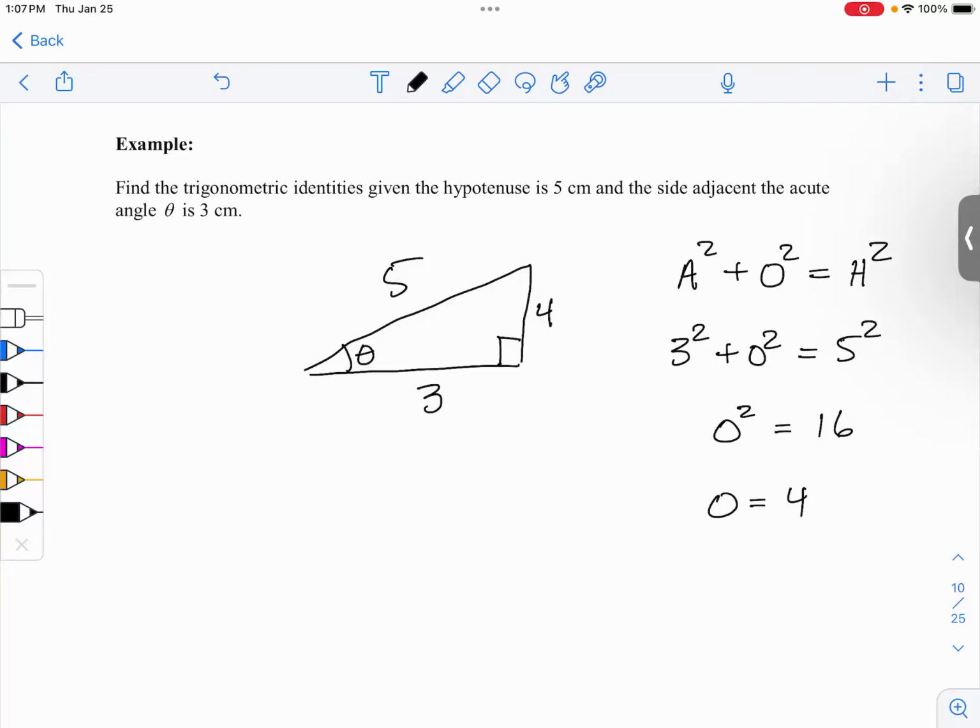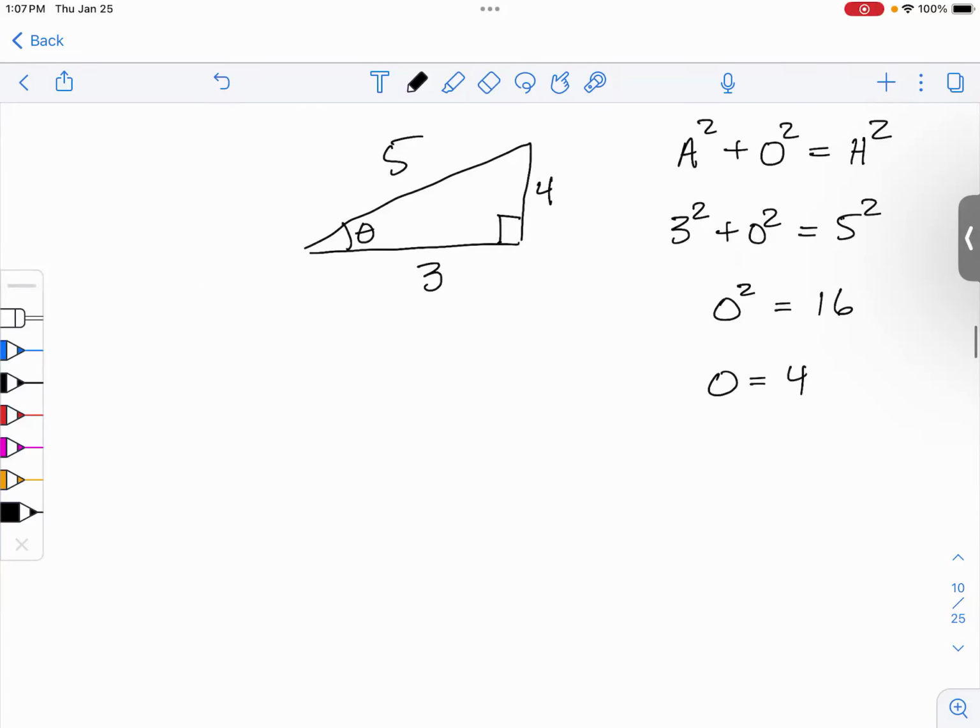And the nice thing about the 3, 4, 5 is it expands. It's the same as if I multiply everything by 2. A 3, 4, 5 is the simple version of a 6, 8, 10, and a 9, 12, 15, etc. So the 3, 4, 5 is the most famous triangle. So from there, then I can find all my trigonometric functions.